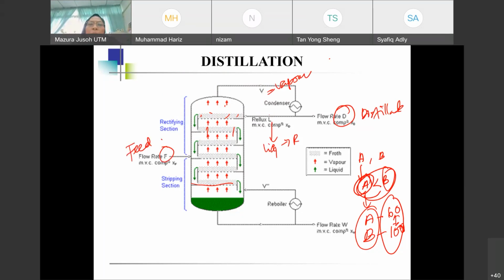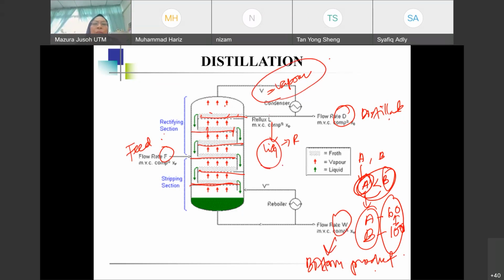Okay, so what you mainly will learn in this course is to design the number of trays that you need to do the perfect separation, or to do the separation that you desire or instructed to do. And W is the bottom, what we call the bottom product. So remember all these names or terms: bottom product, distillate, reflux liquid, vapor, and feed.